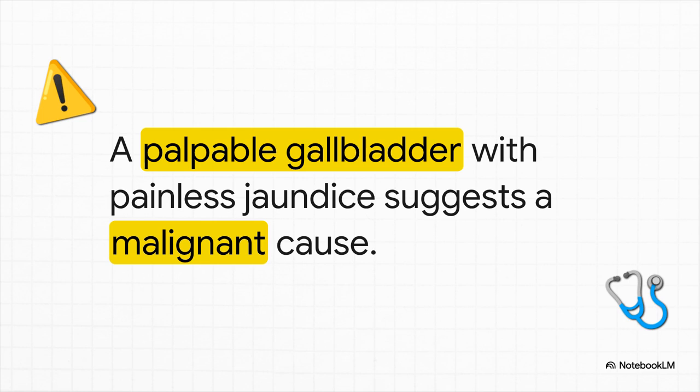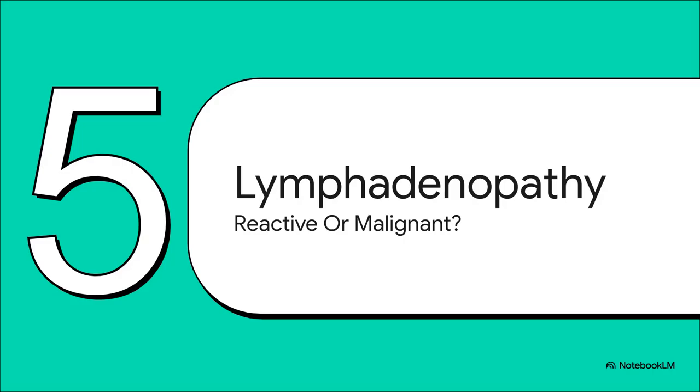If your jaundiced patient has an enlarged, palpable gallbladder, but they have absolutely zero pain, you should immediately suspect a malignant obstruction, like pancreatic cancer or cholangiocarcinoma. Why? Because regular gallstones usually cause the gallbladder to scar and shrink over time, so it's not going to painlessly distend like that. Let's hit section 5, lymphadenopathy, reactive or malignant.